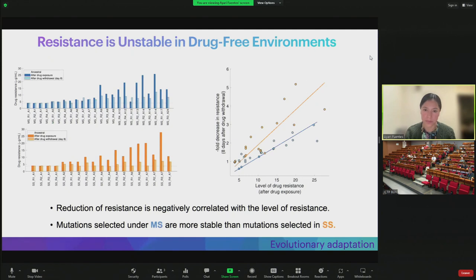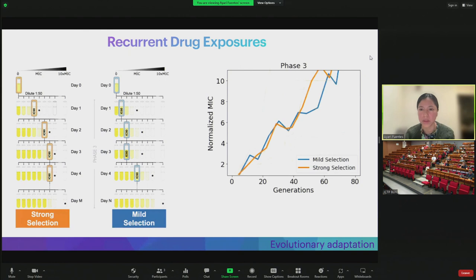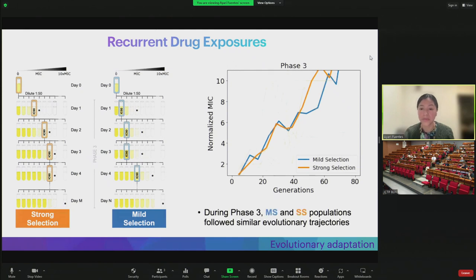So now we put another ramp of antibiotic to this population, and we wanted to see what was the effect of this evolutionary history in the second pulse of antibiotic. And now this is the result. As you can see, they respond kind of the same. It's a bit noisy, but they respond very, very fast. The rate of adaptation is very fast, and now they follow very similar evolutionary trajectories.